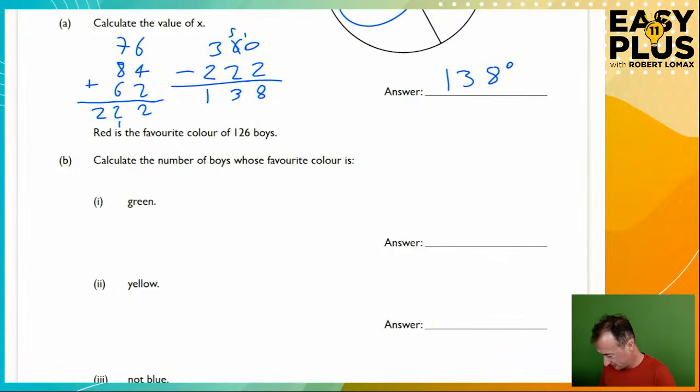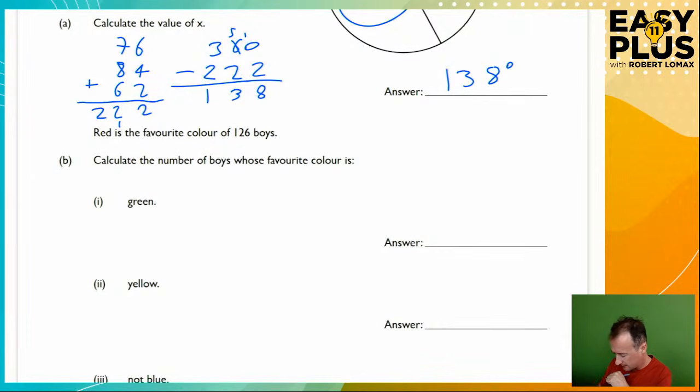Right, red is the favourite colour of 126 boys. Okay, creative of them. Well, I can't say anything. It's not my favourite colour, but anyway, I like this t-shirt. I'm so creative in my t-shirt choices. Calculate the number of boys whose favourite colour is green.